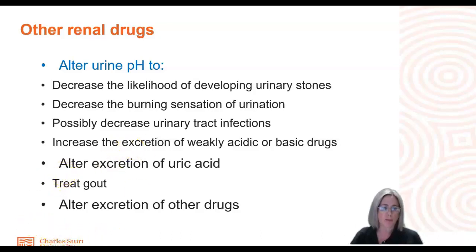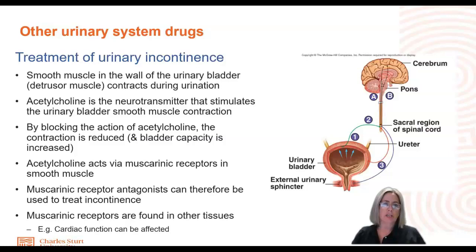and also to alter the excretion of other drugs as well. Other drugs can be used, say, to treat urinary incontinence. Remember, the smooth muscle in the wall of the urinary bladder is called the detrusor muscle, and it contracts during urination. Acetylcholine is the neurotransmitter that stimulates the urinary bladder smooth muscle contraction. So if you block the action of the acetylcholine, that contraction therefore is reduced and the bladder capacity will be increased.